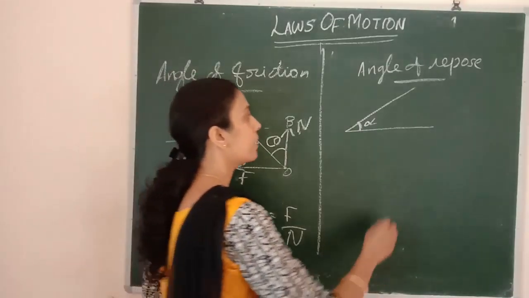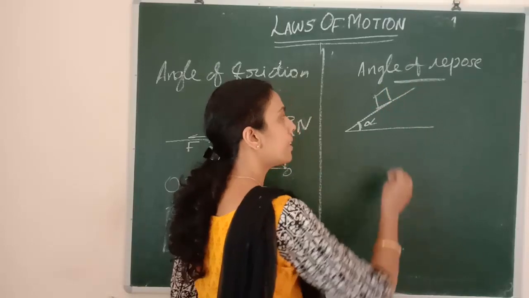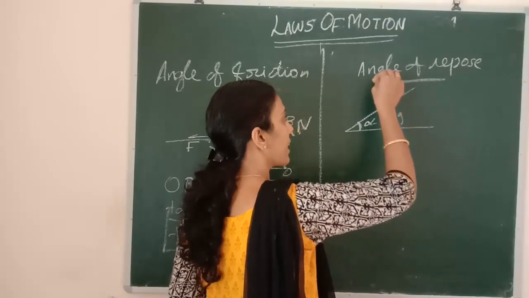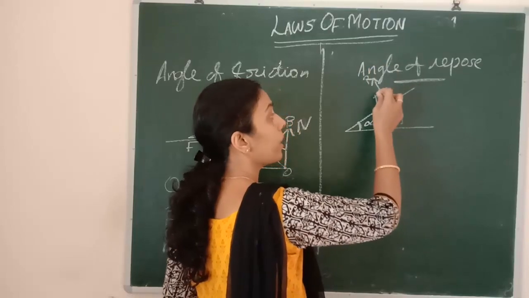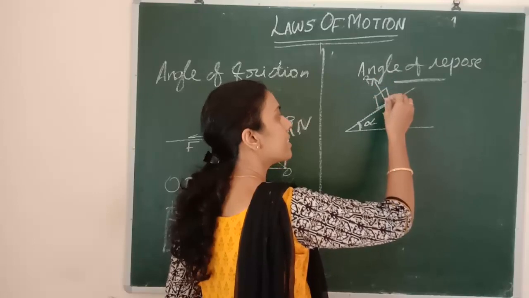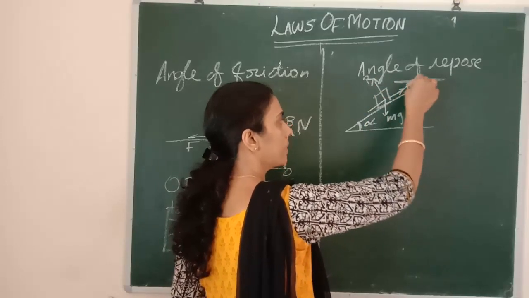So how can we find this angle of repose? I am considering an object here. This is mg acting downwards. The reactional force will be perpendicular to the surface, so R is like this, and we can consider this component of mg here. This will be the frictional force, isn't it?